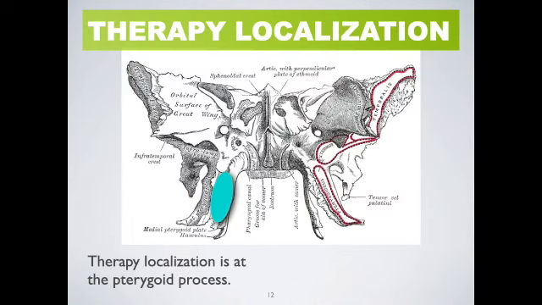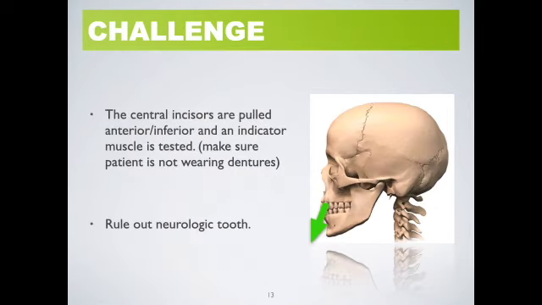TL is at the pterygoid process, so you have the patient reach clear up into their throat, which is kind of challenging. If you don't find it, if it's not real clear, then you can rely on challenge. Now, challenge is interesting because the challenge is to pull the central incisors anterior inferior, kind of pull them down. Dr. Francis, I remember he said, make sure they don't have false teeth or partial.